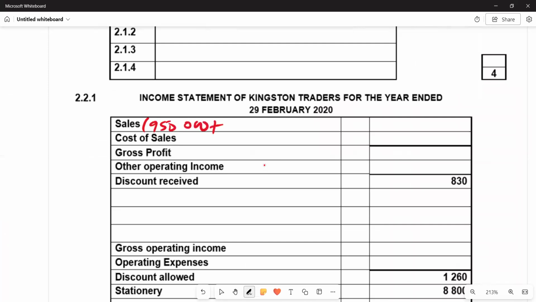We add our 18,200 for omitted cash sales, and then we subtract the data allowance balance, which is 14,000. Then the answer that we get out should come here, which is 954,200. This is the final figure that we have.